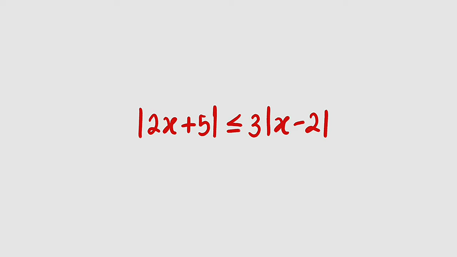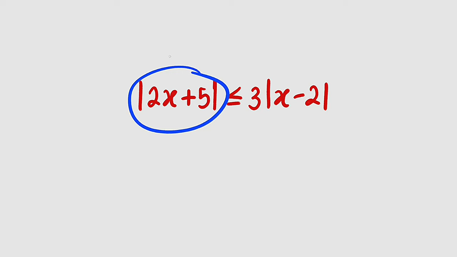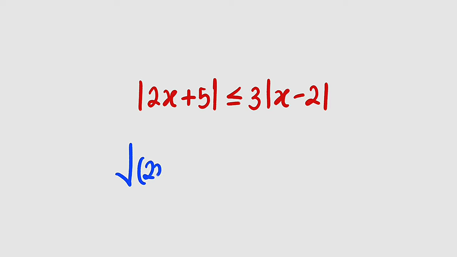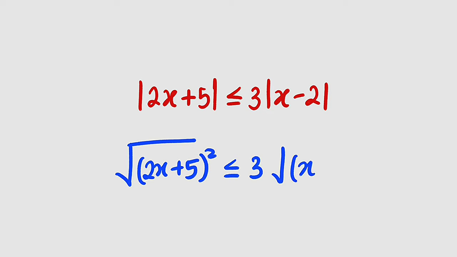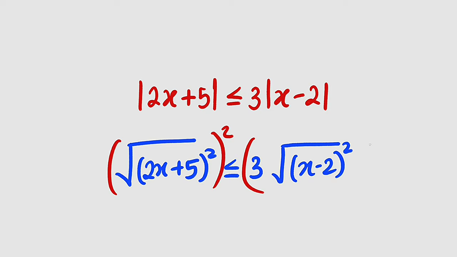Whenever the left and the right hand side are both positive, you're always free to square both sides. So you should remember that this can be expressed as the square root of (2x + 5) whole squared, which is less than or equal to 3 multiplied by the square root of (x - 2) whole squared as well.